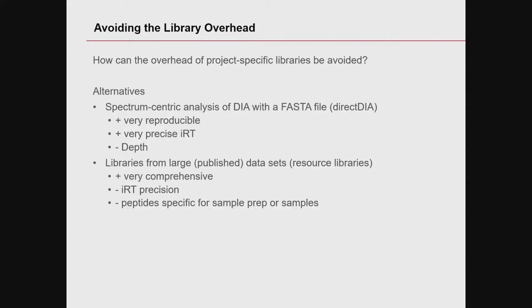So there is an overhead when you make these project-specific libraries. For every experiment, you have to repeat the library generation. That's not really super great. So are there any alternatives? And I'm sure you have heard about them in this course. One alternative is searching your DIA data directly, for instance, with DIA-Umpire, or now it can also be done with Pulsar in Spectronaut.